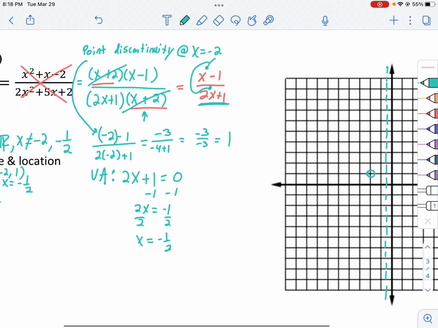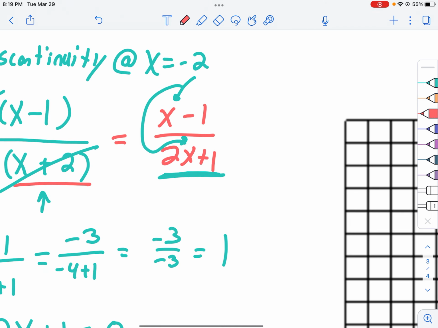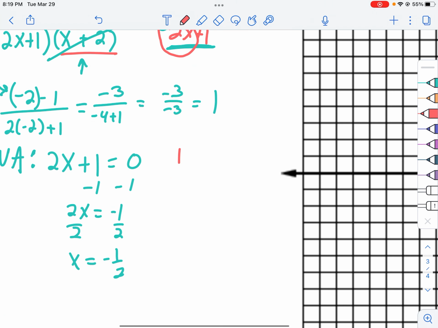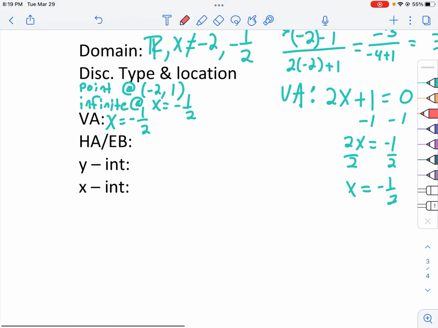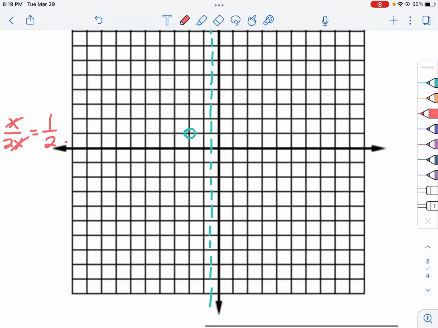All right. So new type of discontinuity in this question. But let's continue, right? The next thing we need is horizontal asymptote / end behavior. So we look at our x's with the highest degree. So that's x over 2x. So our end behavior here is going to be x divided by 2x. The x's cancel and we're left with 1/2. So this is a horizontal line, y equals 1/2. And that's going to be right here.